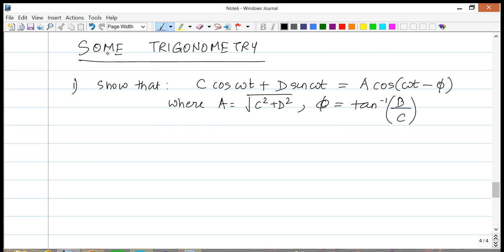Let's see, we're going to show that c cosine omega t plus d sine omega t is equal to A cosine of omega t minus phi, where A is the square root of c squared plus d squared and phi is the tangent inverse of d over c. Okay, so let's show a quick proof of this.